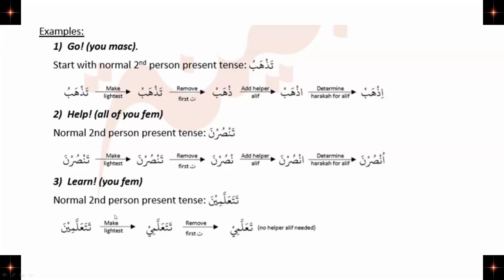Okay. The last one here says, learn, you feminine, all of you. So you bring the normal fi'l mudari, tata'allamina, sorry, you feminine singular. Tata'allamina anti, anti tata'allamina. So you bring tata'allamina, you make it lightest, tata'allami by dropping the ta from the beginning, ta'allami, it becomes ta'allami. This one is pronounceable, so you leave it like that. That is the command. If it is pronounceable, leave it like that after dropping the ta. That's what it says. Good.